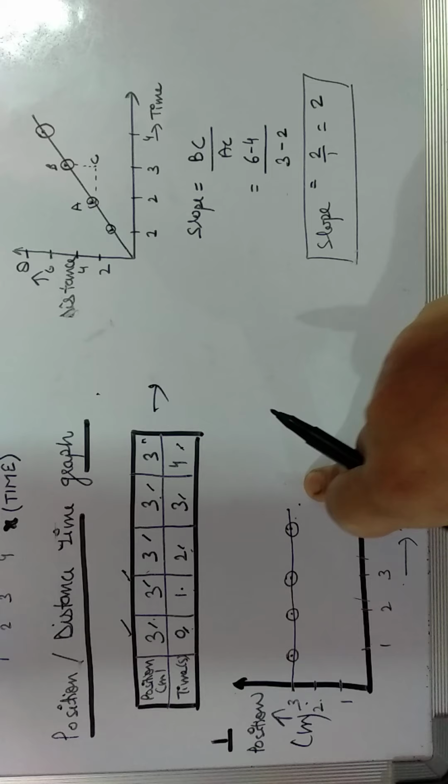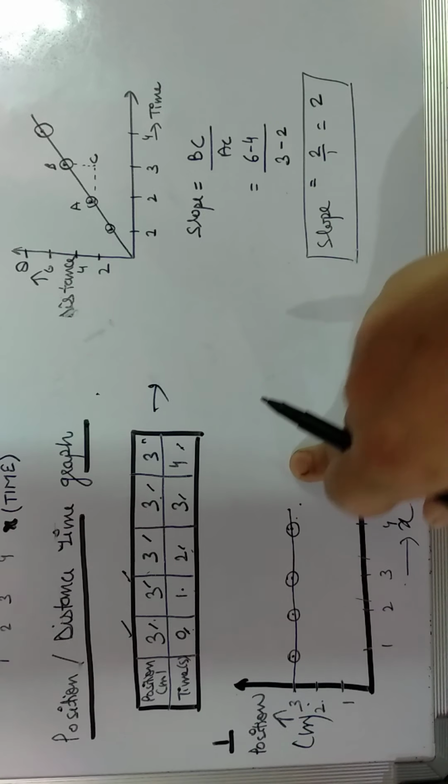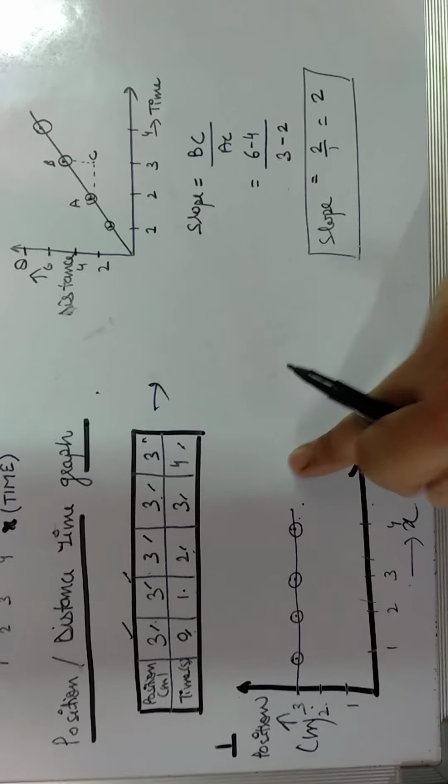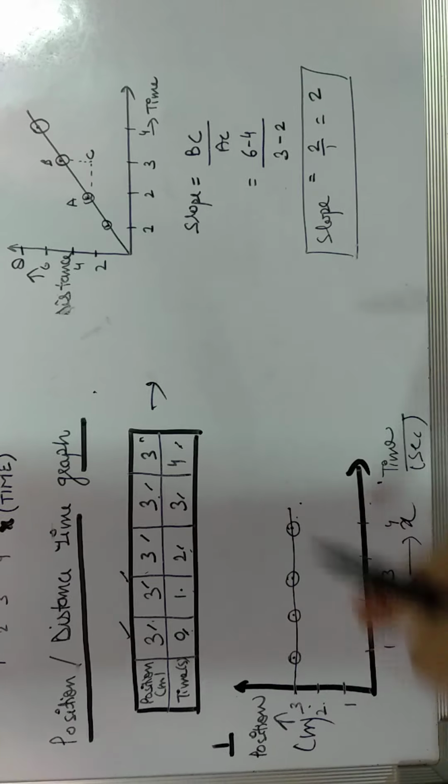So we can say that this car is not changing its position with respect to time or with respect to the observer. That's why we are getting this straight line which is parallel to the x-axis. If we get this kind of graph, we can say that our body is at rest. This is the first case.